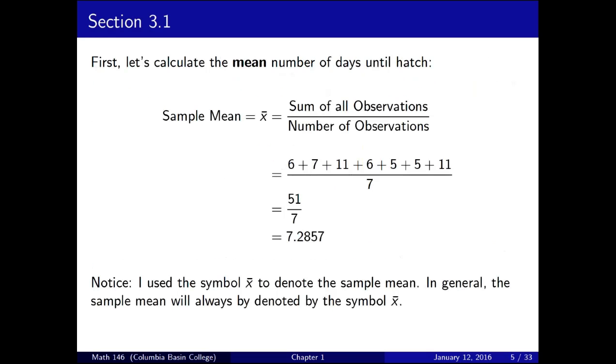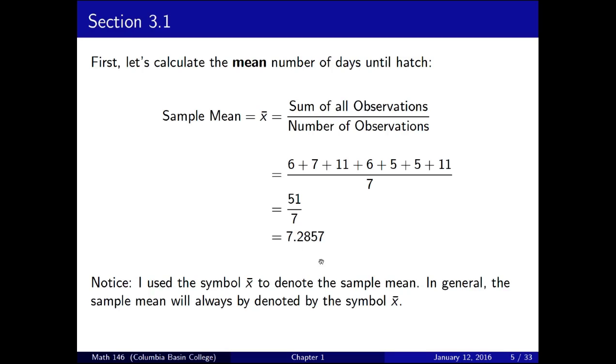The first one I'm going to do is the mean. To calculate the sample mean, you're just going to take the sum of all the observations and divide by the number of observations. Here, you can see in the numerator I'm adding up all my values, and in the denominator dividing by the total number. So the numerator should add up to 51, divided by 7. That's a mean of 7.2857 days.